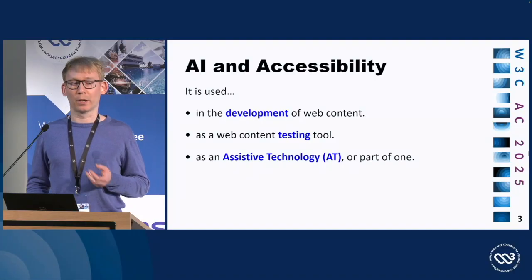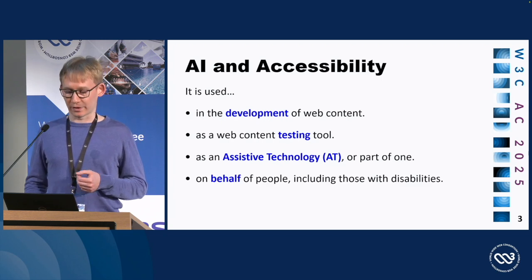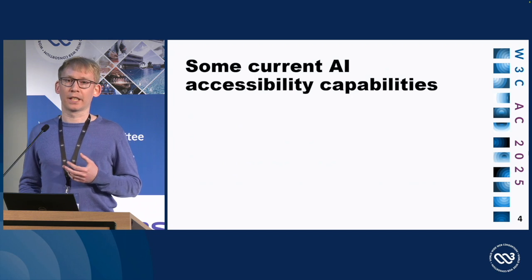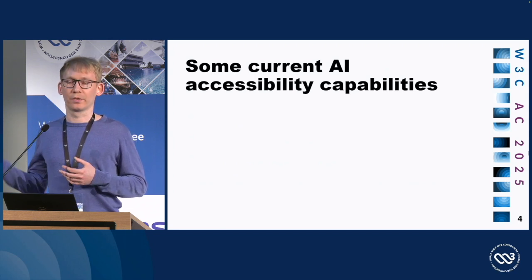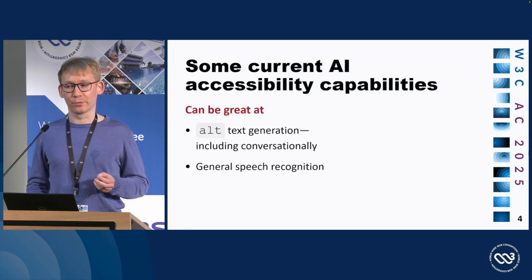Okay, so AI is an exciting tool. In the case of accessibility, it is being used to various amounts and with various outcomes in the development of web content, as a content testing tool, as an assistive technology or part of one, and on behalf of people, including people with disabilities. And the gamut of capabilities, as Dom said, is changing all the time, but here are some things that it can be good at.